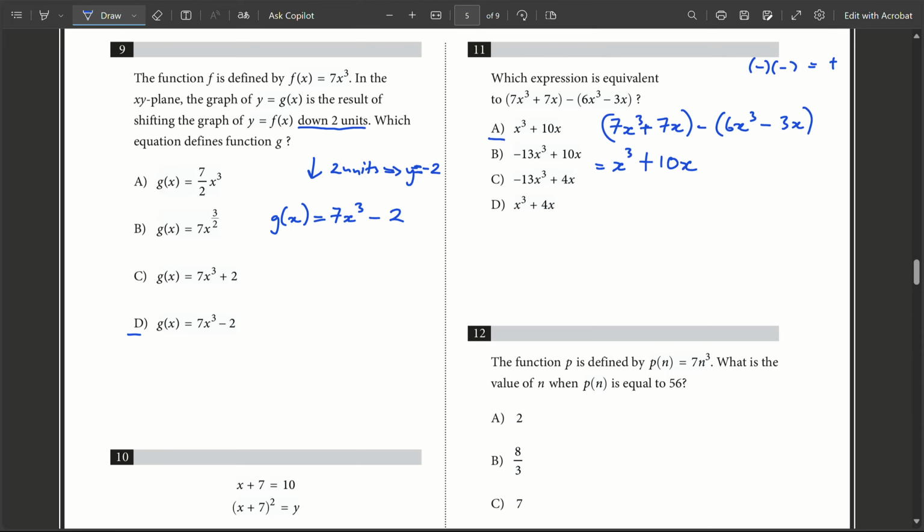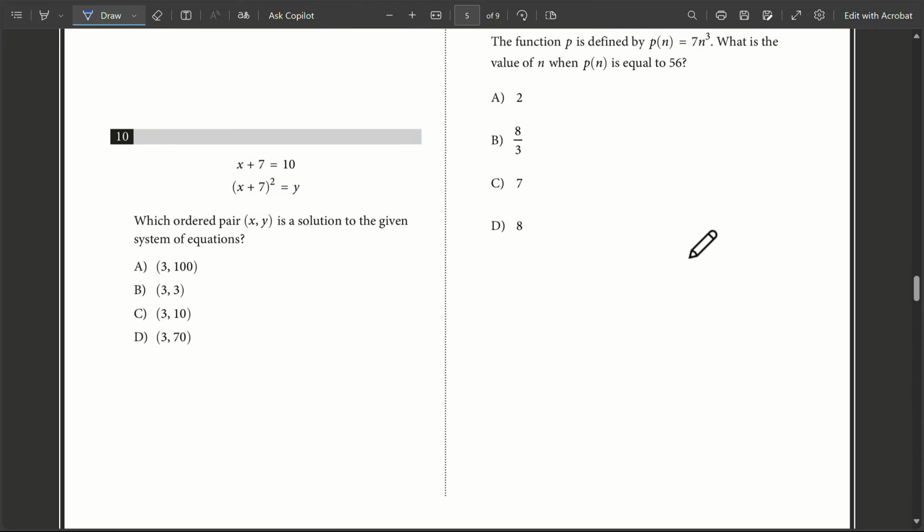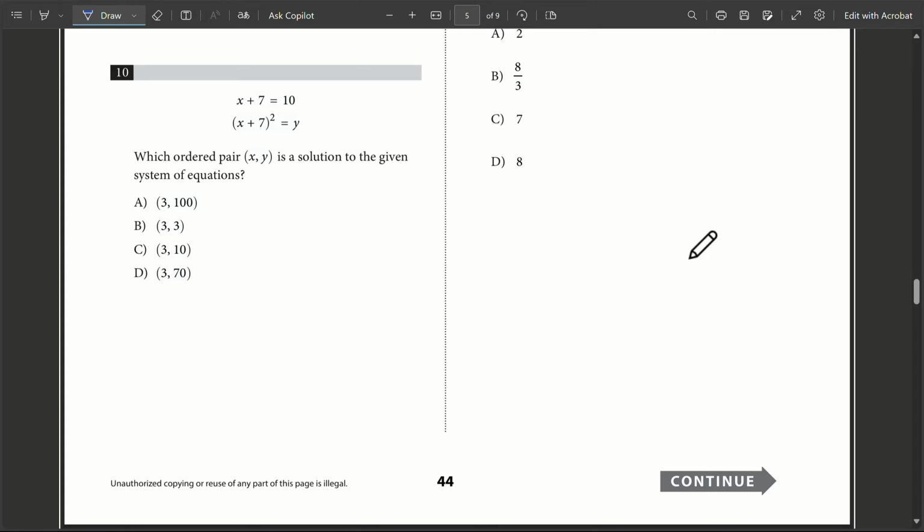Moving on to number 10, x plus 7 is equal to 10. X plus 7 squared is equal to y. Which ordered pair xy is a solution to the given system of equations? So we can easily get x, right? We say x from the first equation, which is x plus 7 is equal to 10. X is equal to 10 minus 7, that is x is equal to 3.